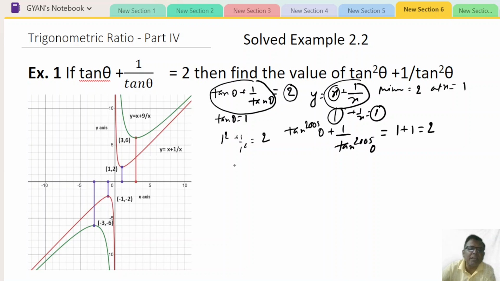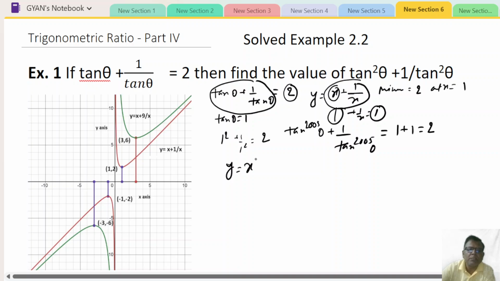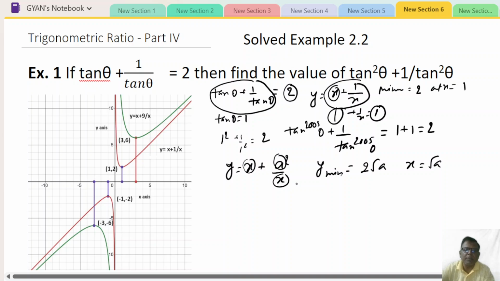If you write the generalized equation, y is equal to x plus a square by x. What is y minimum for positive values of x? This has to be positive, and this a square also has to be positive because I have taken a square. So y minimum will be 2 root a, at x is equal to root a. So the minimum value is 2 root a.